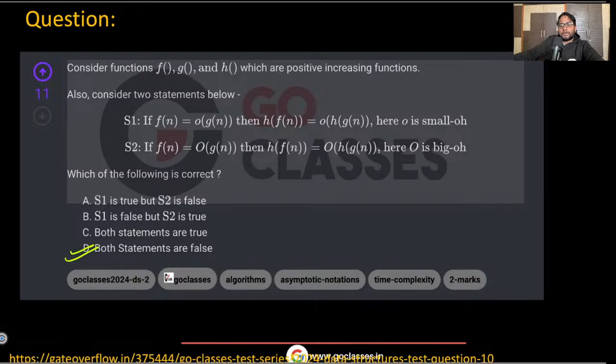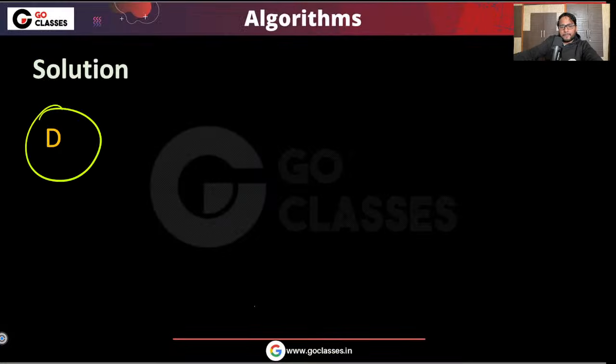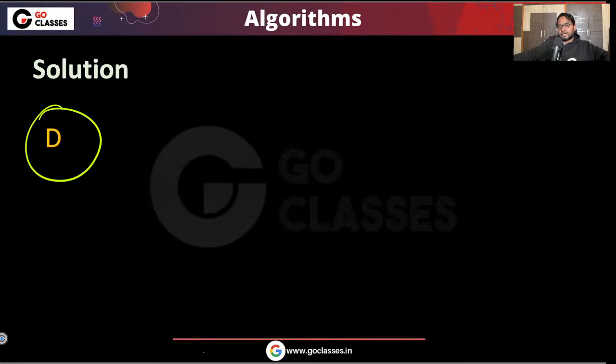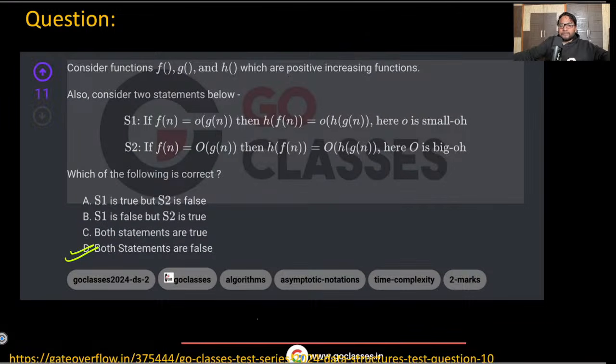Let me know if you have understood this particular question also. See, it depends, right? So that's why D is the correct answer. Both statements are false. D is the correct answer, right? It depends on what kind of function we are using, and we have seen multiple examples now.